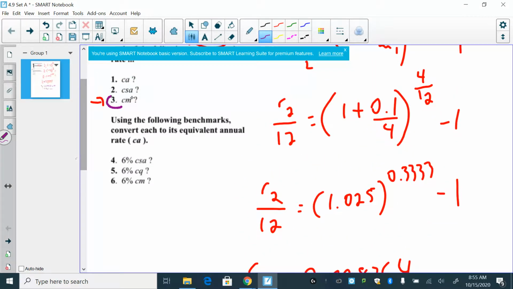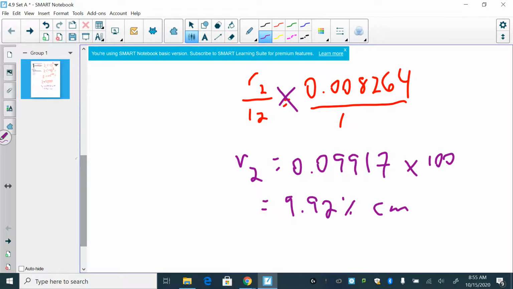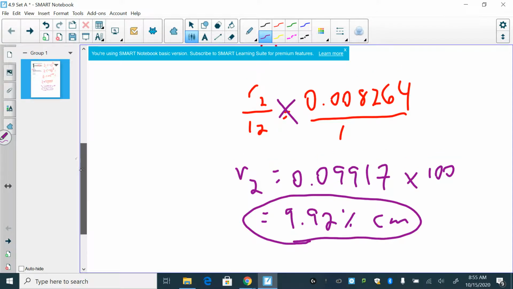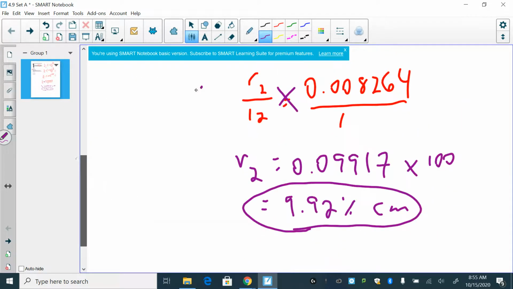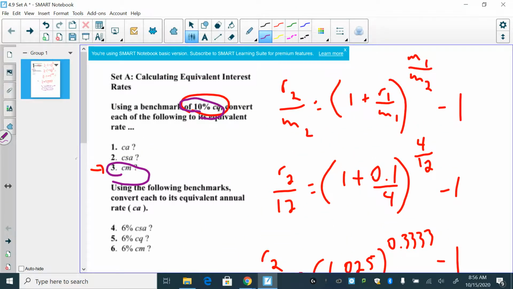Right here it said CM. So we're saying if we're going to be compounded monthly instead, we would be getting charged 9.92% compounded monthly instead of 10% compounded quarterly. That's all we're doing. So we're saying those are equivalent. Whereas before it was effective rate. That was different.